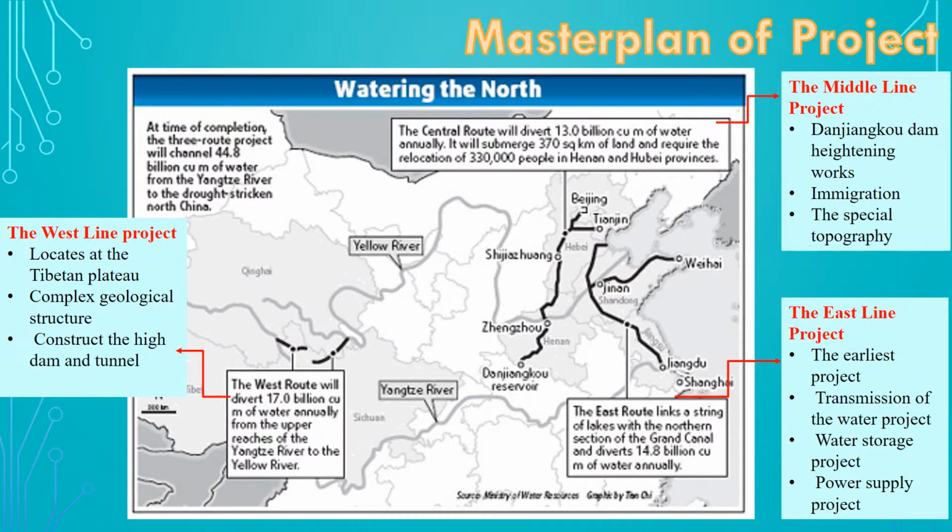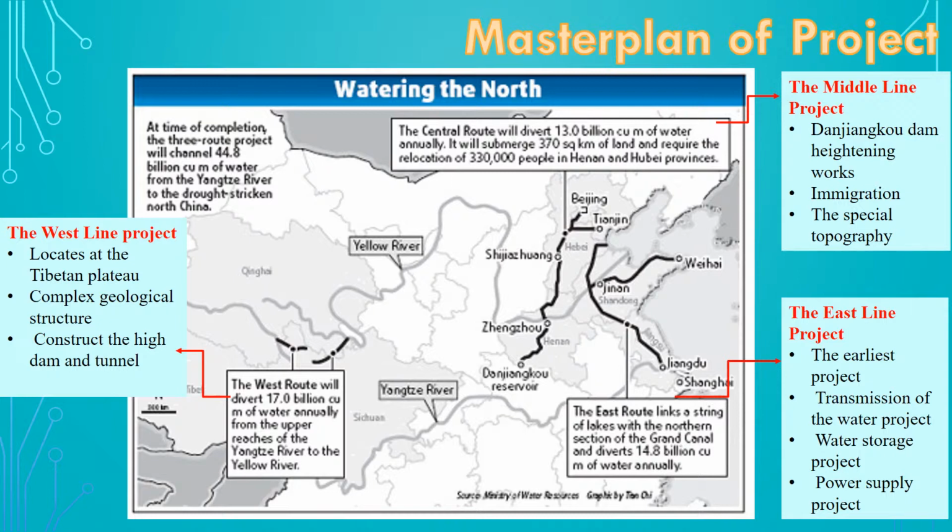Another project is the Middle Line project, and the location of the Middle project is at the center of this map. The main content of the Middle Line project is the Danjiangkou Dam heightening works from 162 meters to 176 meters, and the water level will increase to 13 meters. The upper reach of the Danjiangkou Dam will submerge about 155 square kilometers, and more than 345,500 residents will leave their homes, and each generation that lived there will move to other places.